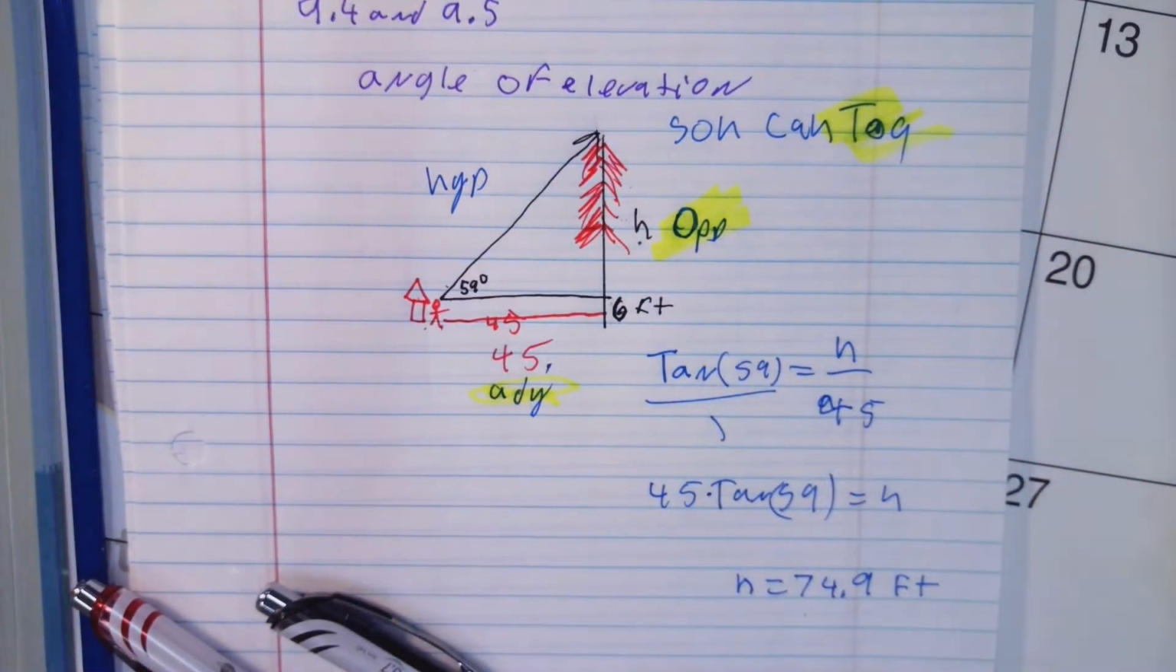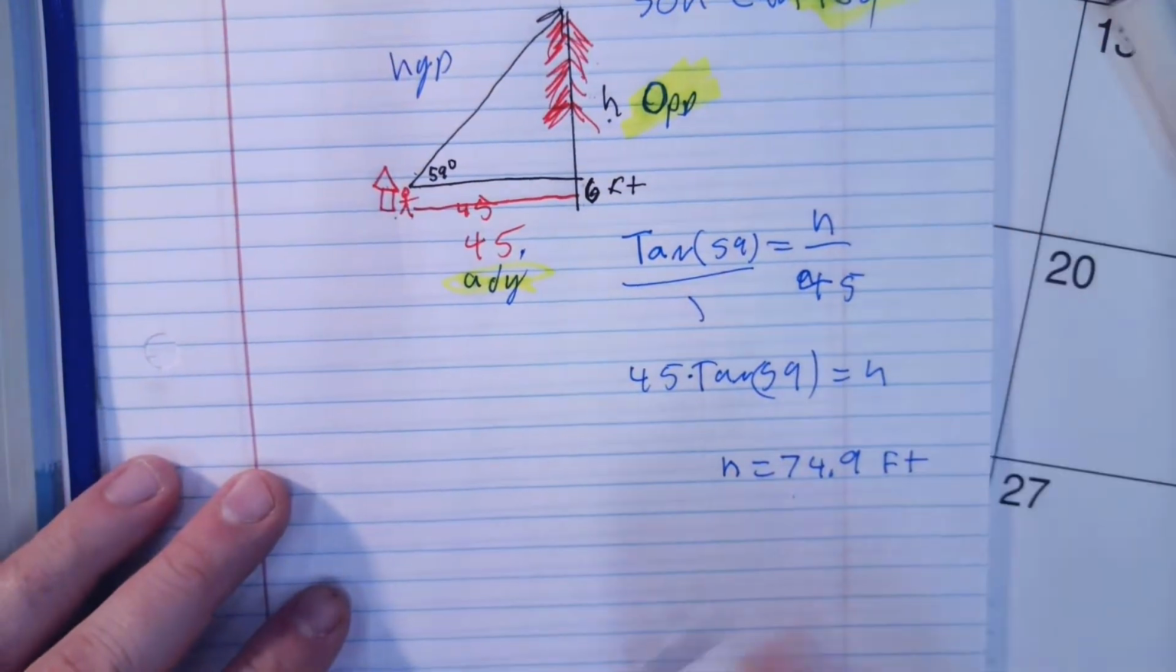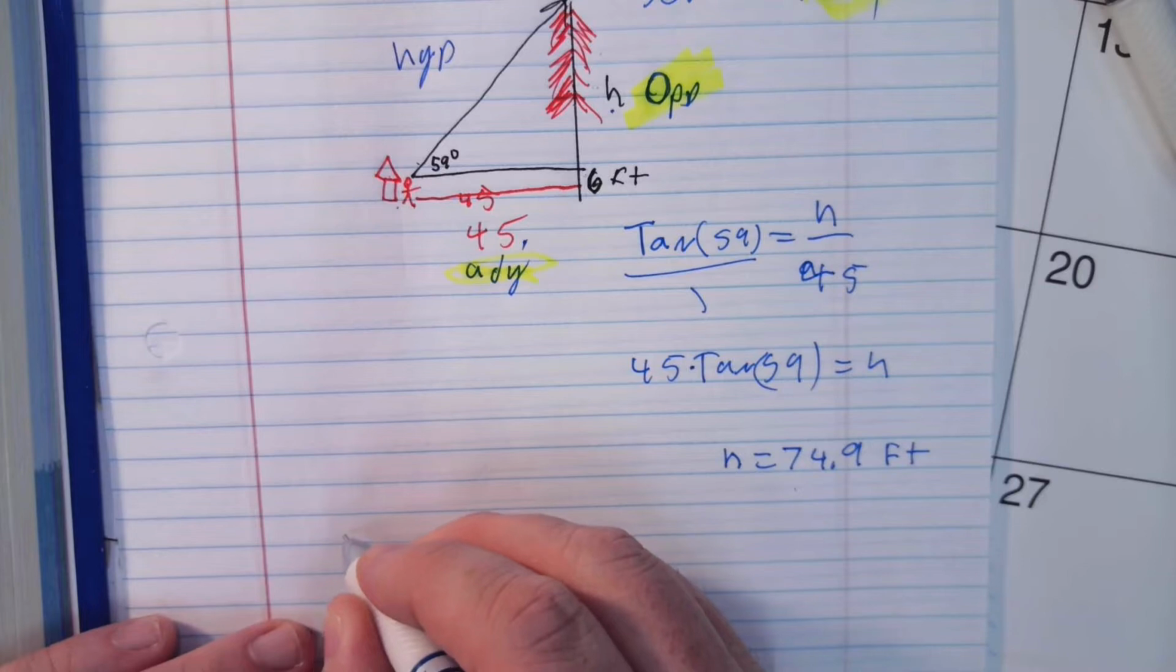So that's angle of elevation. We're also going to have the opposite because we have to do that in math. We always have to have the opposite. And we're going to have angle of, what do we think it is?